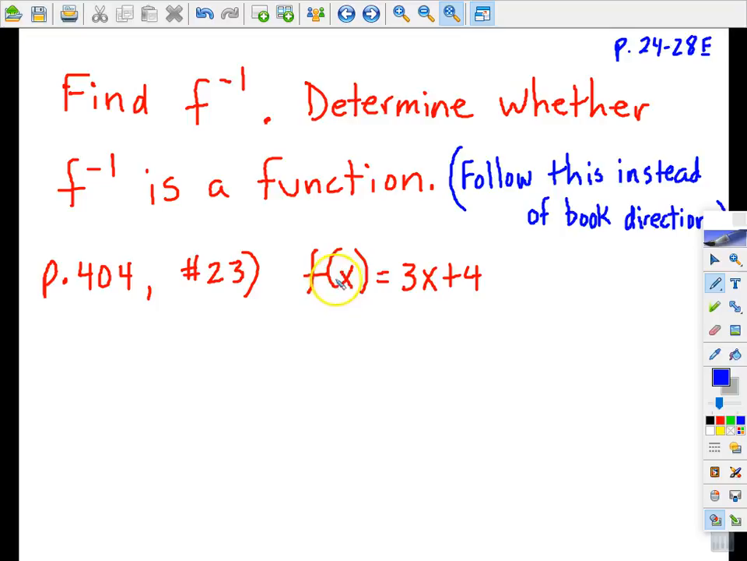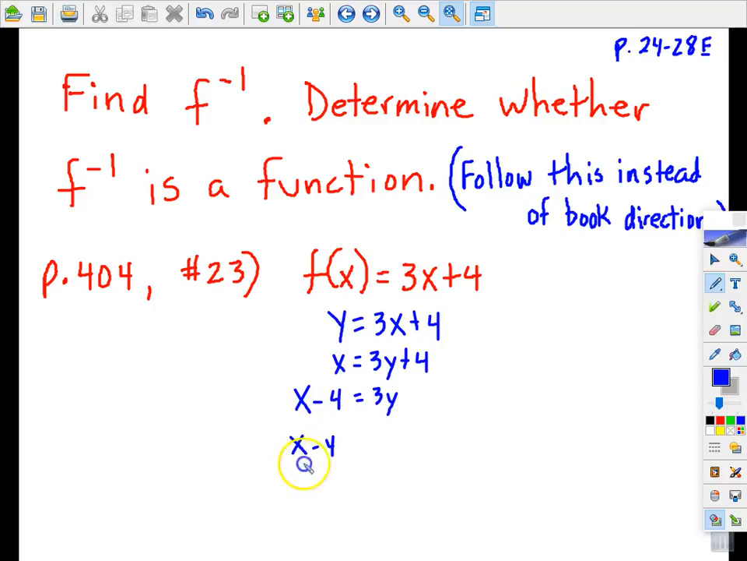Again, it's just basically practicing what we've already done. Finding the inverse, if you want to, you can think of this as y equals 3x plus 4. So we'll switch places with x and y. And then we'll solve for y. Subtract 4. Divide by 3. And this equation represents the inverse.